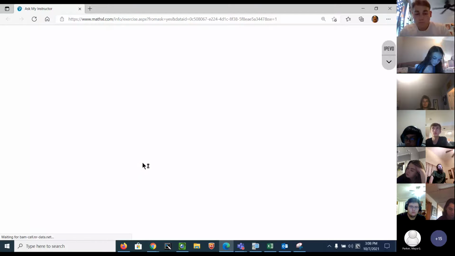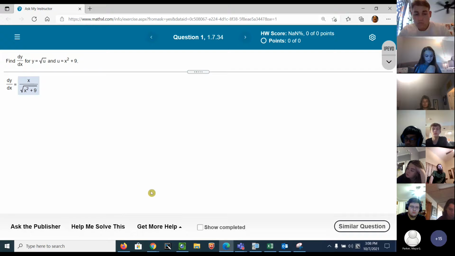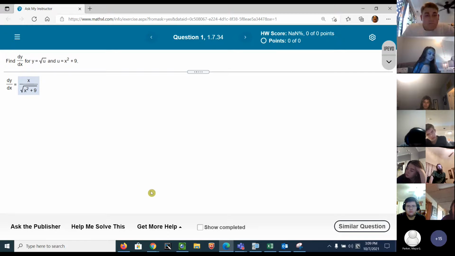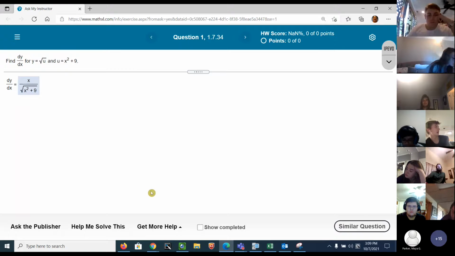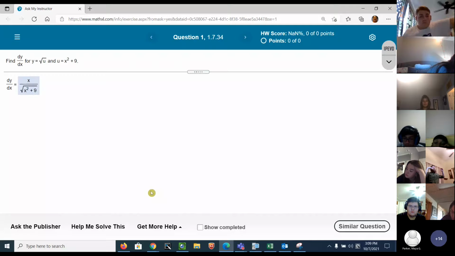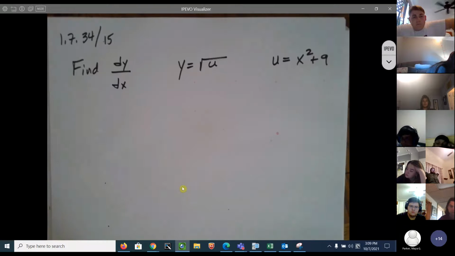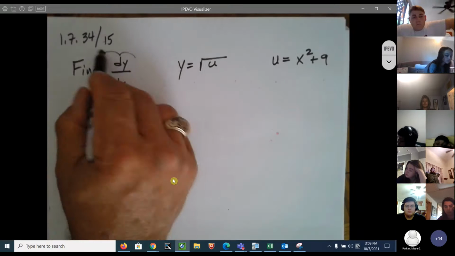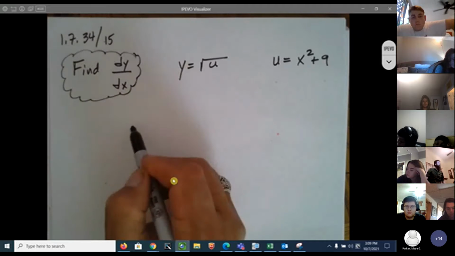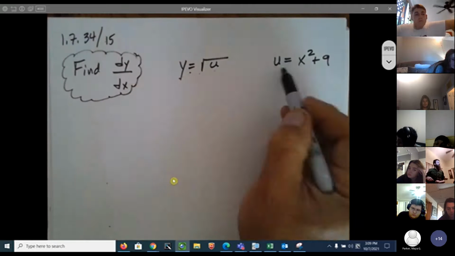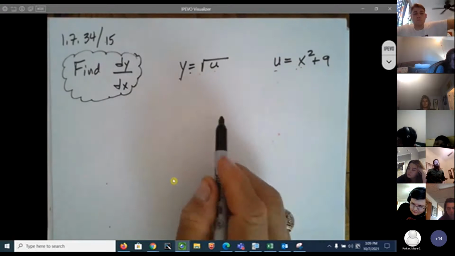Okay, find dy dx. But there's a problem. Y is in terms of u, and u is in terms of x. So what do we got to do in order to get dy dx? What do we got to do? In order to get dy dx, and y is equal to the square root of u, and u is equal to x squared plus 9, what do we got to do?